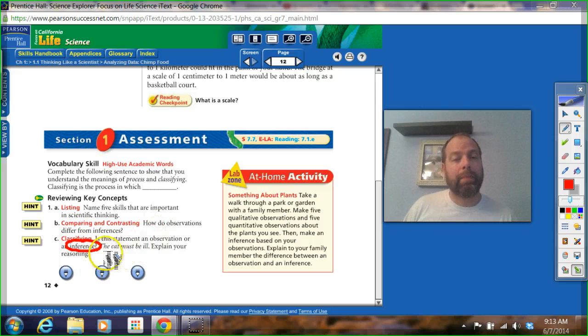So I'm going to come up with an inference based on my observations. So the statement, the cat must be ill, that is an inference. It's not an observation. Thank you.